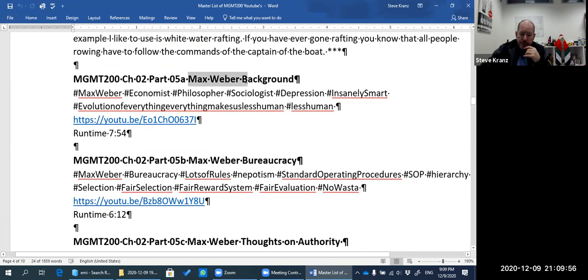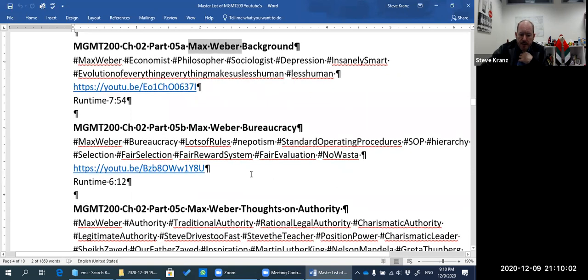Max Weber, he was the lots of rules guy. This is the German guy, Max Weber, and he's the guy who I label as no Wasta, because he believed in fairness, lots of rules, and he thought Wasta was a bad idea.